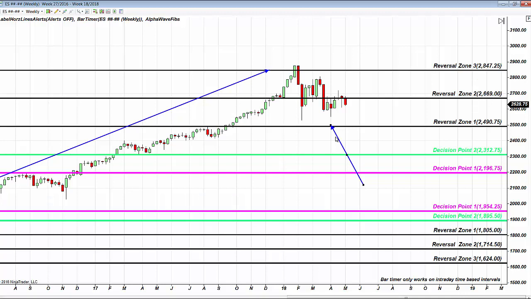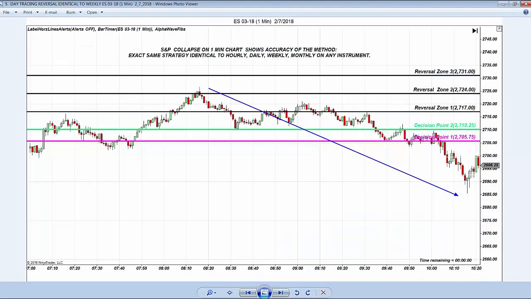You don't need to wait for days, weeks, months, and years to see the accuracy of the method you can apply to your own investment decisions and position trading. Identical formula applies on 1-minute chart. Exactly the same, no matter what you trade.